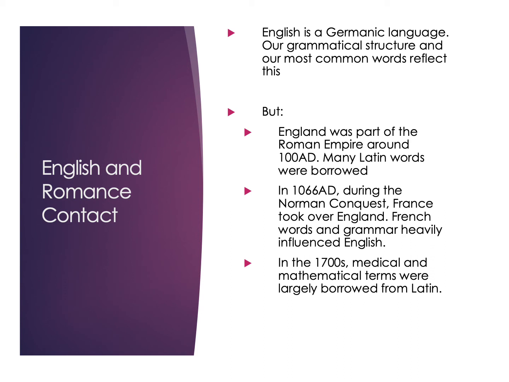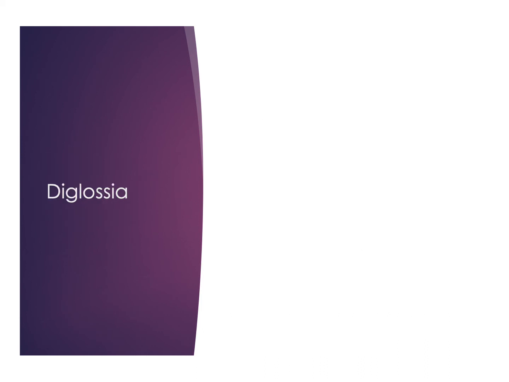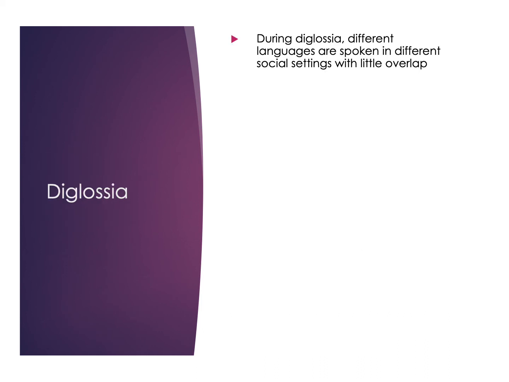And one of the biggest effects of this, and the Norman Conquest especially, was that during this time there was what's known as diglossia in England. So French and English were both spoken, but they weren't spoken in the same situations and at the same times. So different than code switching, which we talked about in the last unit, diglossia is when there's different languages spoken in different social settings, but there's not really any overlap between those settings.